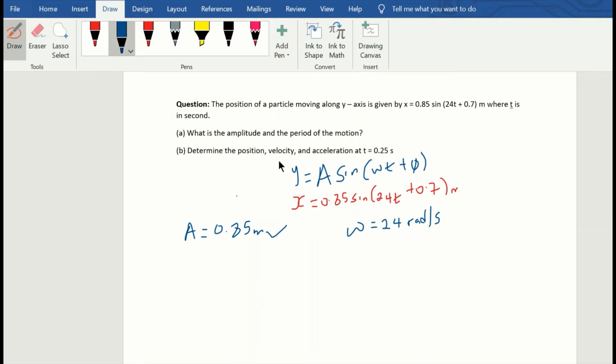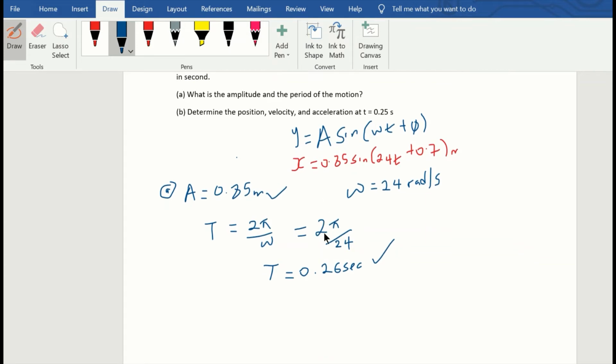Okay. Now, let's find the period, and we know that to find the period, T is equal to 2 pi over the angular frequency. So we now have 2 pi divided by 24. Therefore, 2 pi over 24 gives our period as 0.26 seconds. So that is our answer for the period. So we've answered question A.